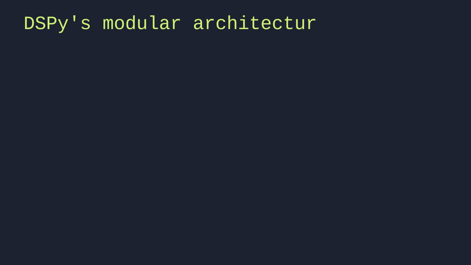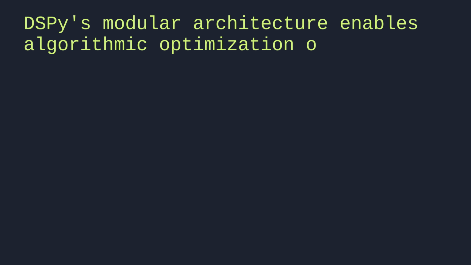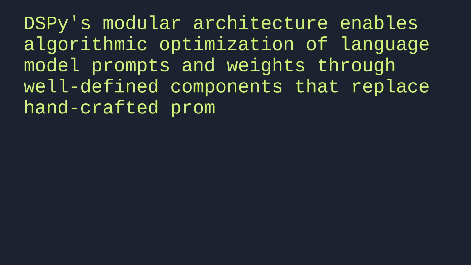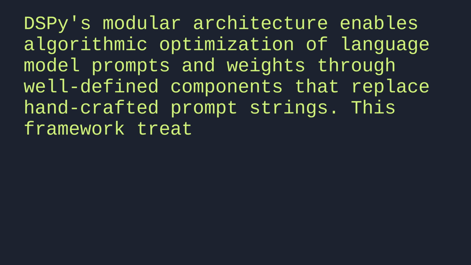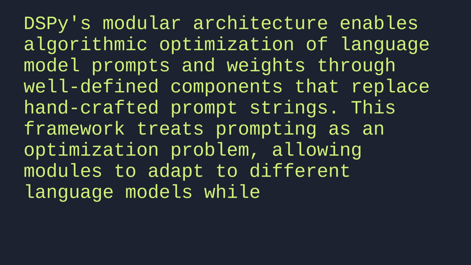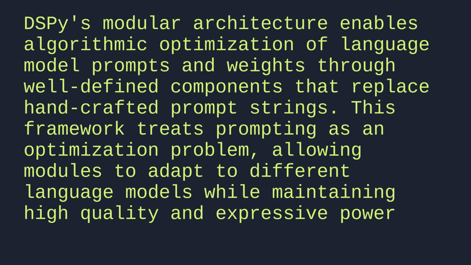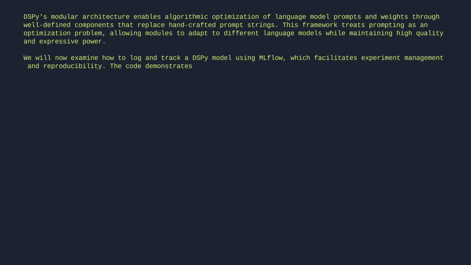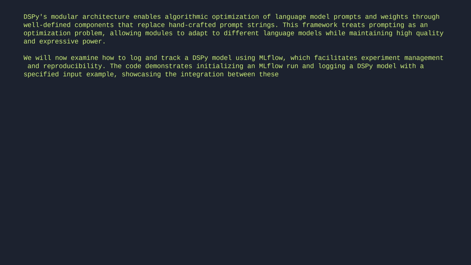DSPy's modular architecture enables algorithmic optimization of language model prompts and weights through well-defined components that replace handcrafted prompt strings. This framework treats prompting as an optimization problem, allowing modules to adapt to different language models while maintaining high quality and expressive power. We will now examine how to log and track a DSPy model using MLflow, which facilitates experiment management and reproducibility. The code demonstrates initializing an MLflow run and logging a DSPy model with a specified input example, showcasing the integration between these two powerful tools.